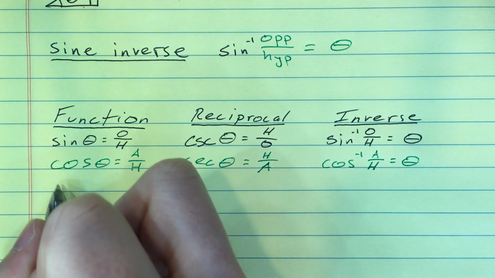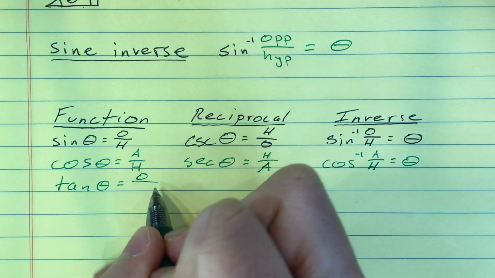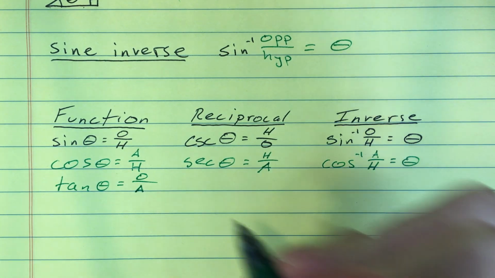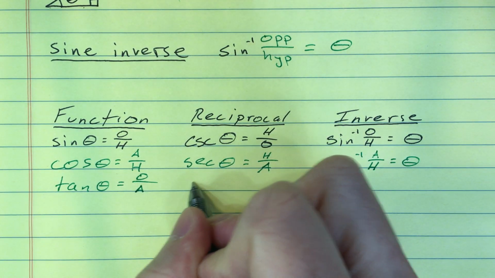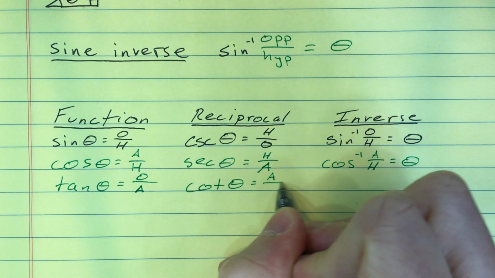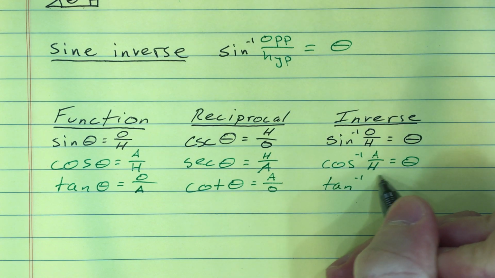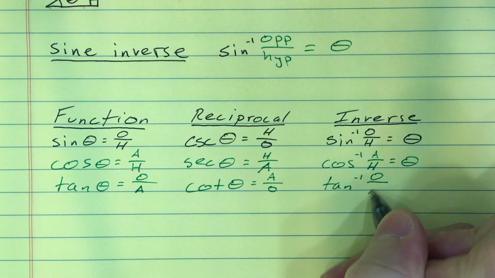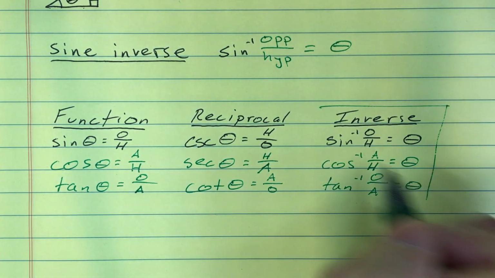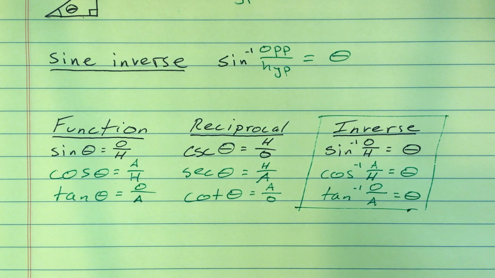And then the third one we have is tangent, which we know gives us the ratio of the opposite side to the adjacent. That's our TOA in SOHCAHTOA. And then the reciprocal is cotangent, which flips over the fraction, gives us adjacent over opposite. And then the inverse would be tangent inverse. So we would plug in opposite over adjacent and get out our angle theta. And again, these inverse functions, that's what we're introducing here in this section. And we'll get a few examples talking about those.